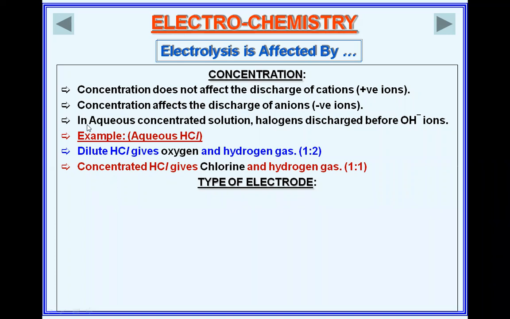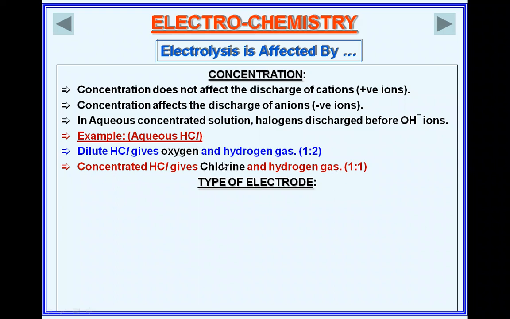But all concentrated solutions like HCl, sodium chloride give chlorine and hydrogen gas, and the ratio remains the same, 1:1. If the compound is concentrated sodium chloride, the result remains the same: hydrogen gas at the cathode and chlorine gas at the anode.